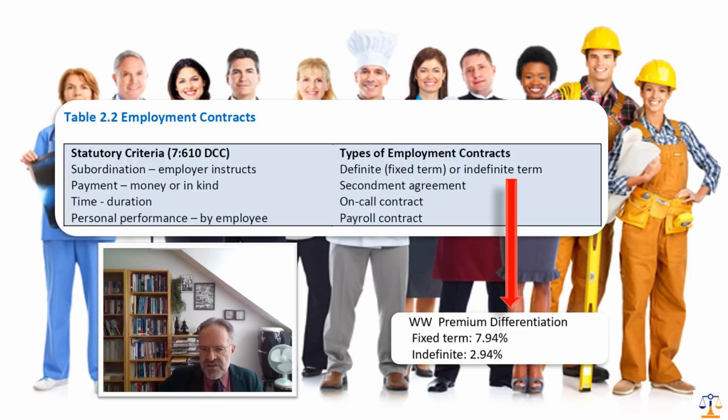Now, employment contracts come in different types. A very simple distinction is between definite fixed term or indefinite term. Fixed term, for example, 6 months or 1 year, and indefinite term without an ending date.